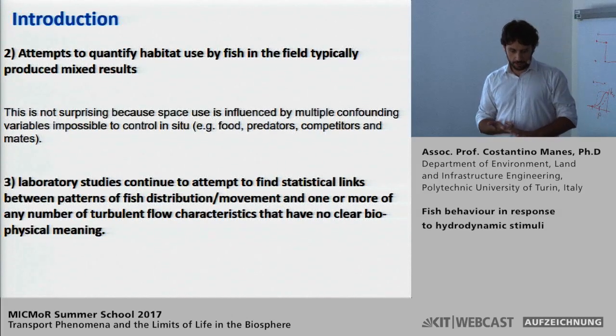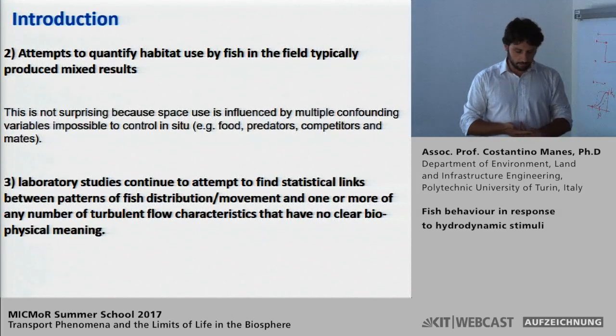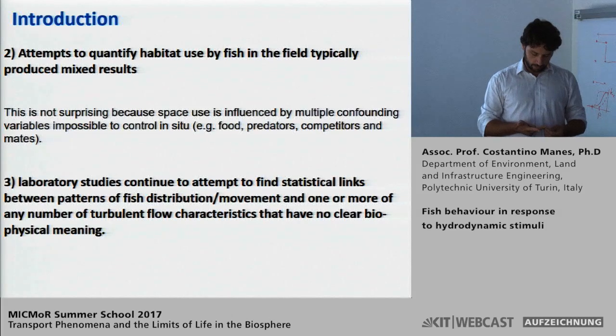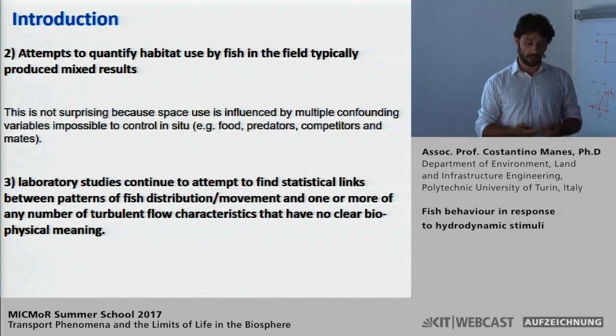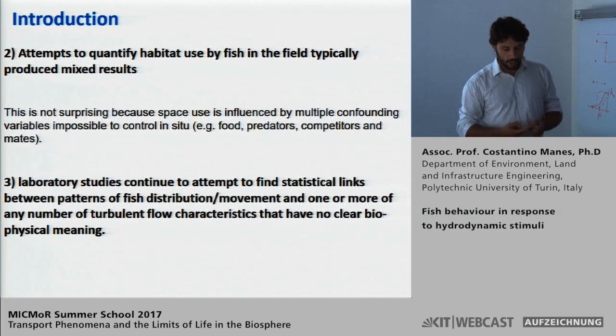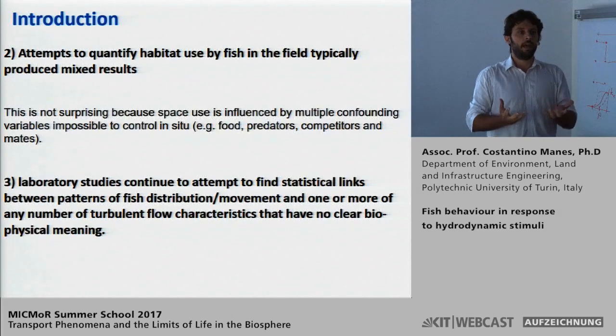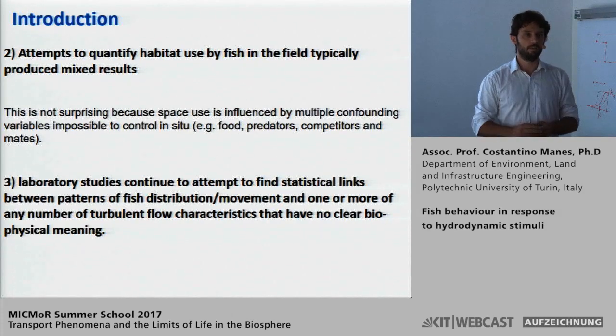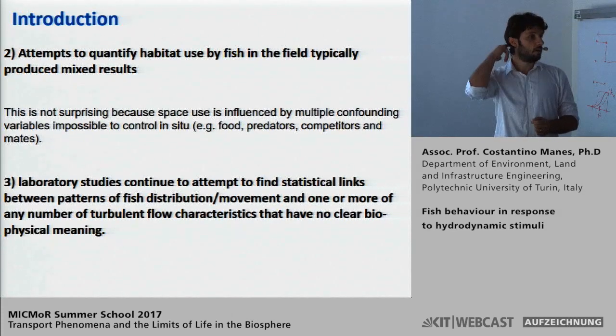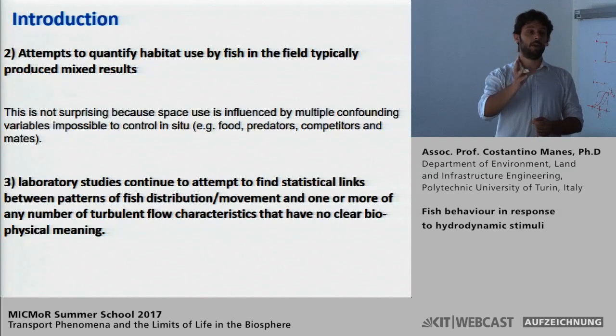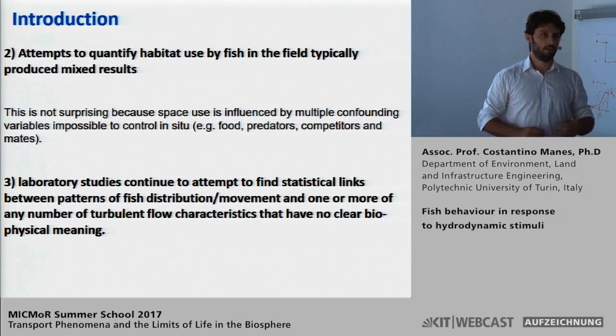The third reason is that previous papers tended to find statistical links between space use and turbulent flow characteristics, velocity statistics, that have no clear biological meaning. So some people say, okay, I've noticed that there is a strong correlation between space use and the turbulent shear stress.